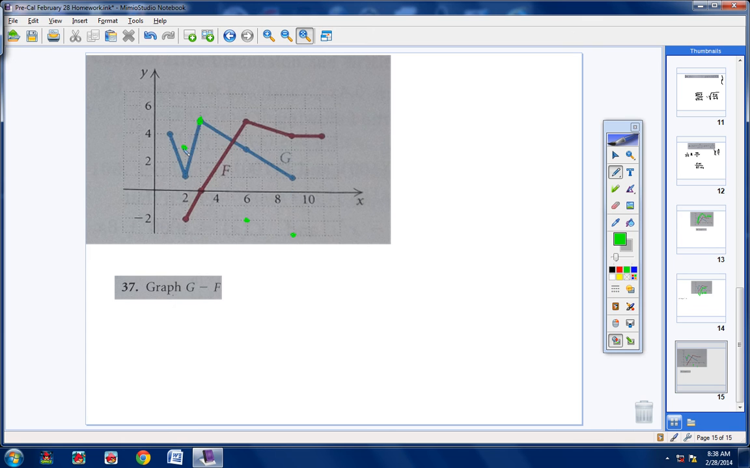So we start here. We go here, then we go down to here, and then over to here. And that's it. So right here you could label this green graph G minus F. Okay? G minus F. There we go.